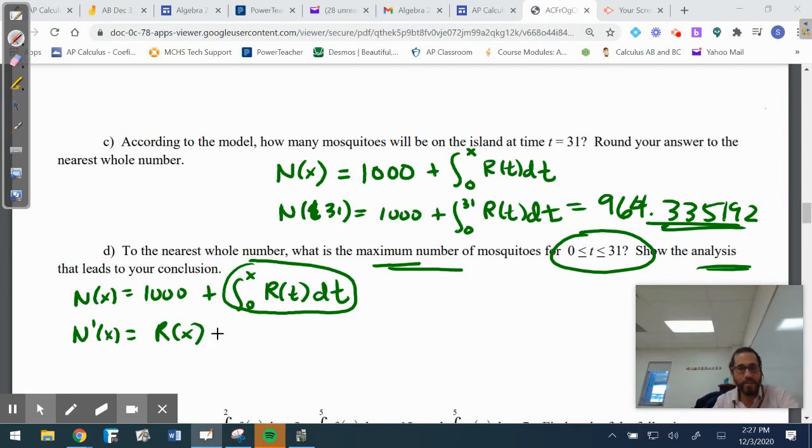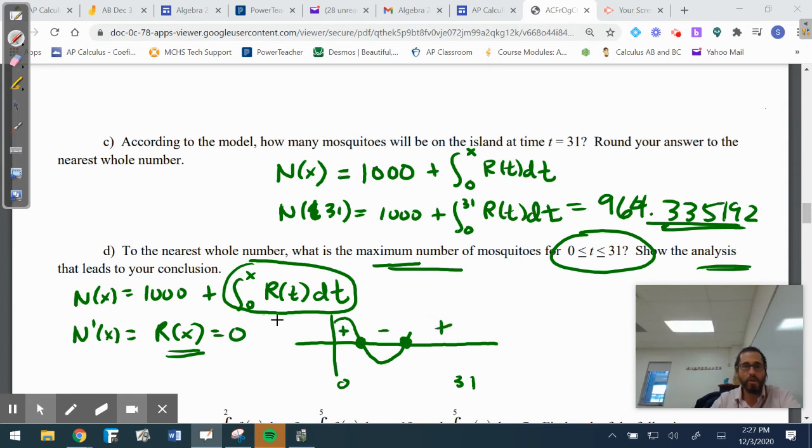That just means I got to find critical points, and I want to find when r of x is 0 or DNE. Now, what you want to do is graph r of x in your calculator. Your graph should look like that. You've got to go from 0 to 31, and there are critical points here and here. There's a sign analysis: positive, negative, positive. So your original graph will increase, then decrease, then increase, so there's a max right there. Let's call that A, let's call that B.